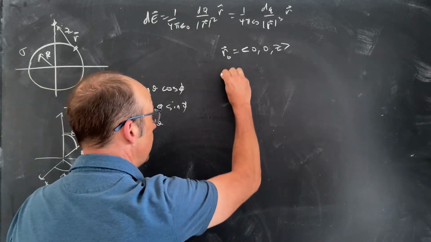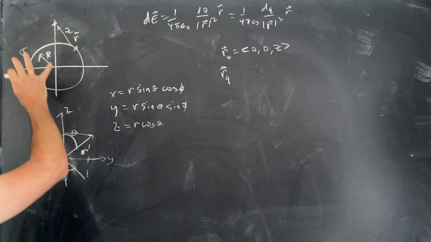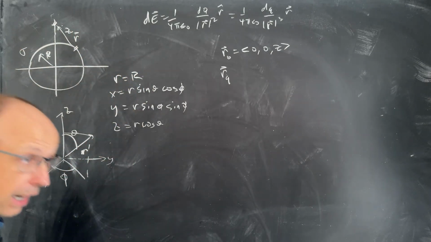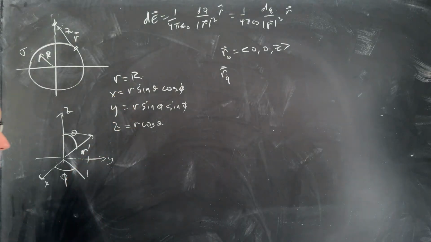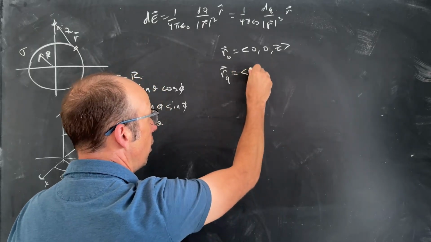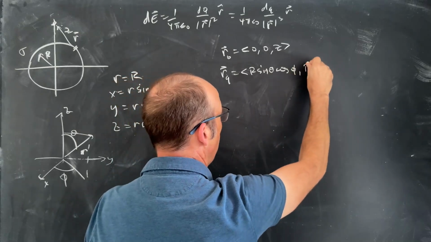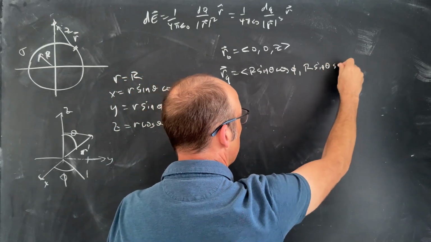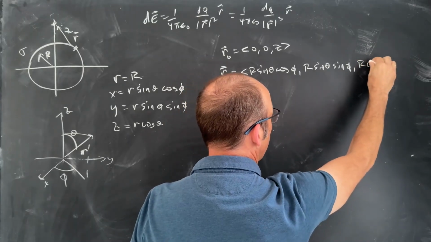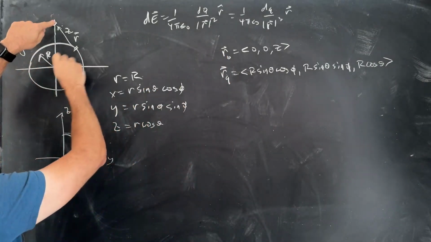However, my charge location, r_Q, in this case, notice that I'm constrained to the surface of the sphere. So in that case, r is the constant r. So I can put constant r's in there. So the vector r_Q is going to be r sine theta cosine phi, r sine theta sine phi, and then r cosine theta. So I have my observation location, I have my charge location.